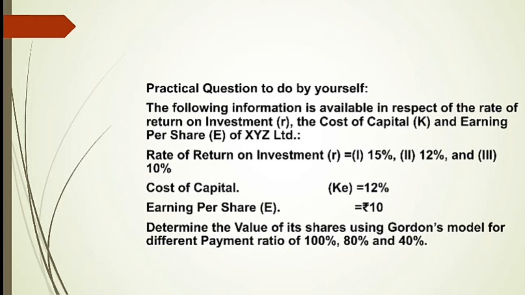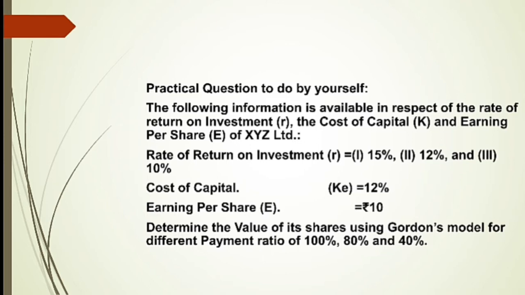We have three rates of return on investment here. The first is 15%, the second is 12%, and the third is 10%. The cost of capital K is 12%, and earning per share is rupees 10 per share. We have to determine the value of its shares using the Gordon model for different dividend payout ratios of 100%, 80%, and 40%.